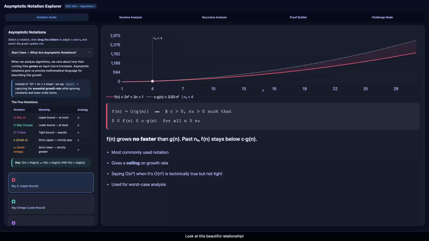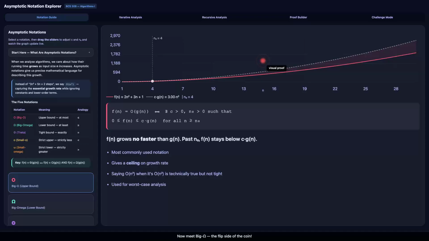Look at this beautiful relationship. We have f of n equals 2n squared plus 3n in blue, and we're claiming it's O of n squared. To prove this, we need to find constants c and n0 such that f of n stays below c times n squared for all n greater than n0. With c equals 3 and n0 equals 5, you can see that 2n squared plus 3n never exceeds 3n squared once we're past n equals 5. That red line becomes our ceiling, and our function respectfully stays below it forever.